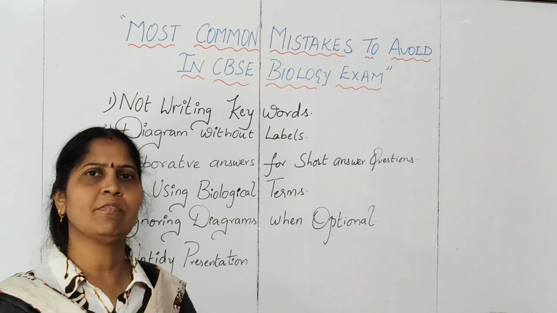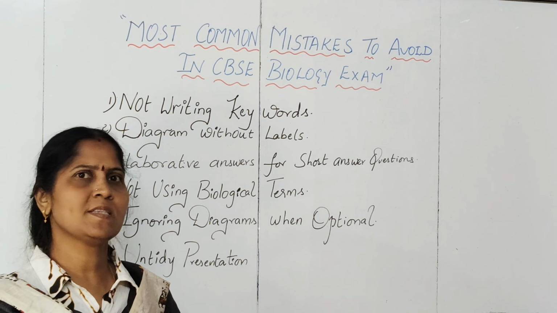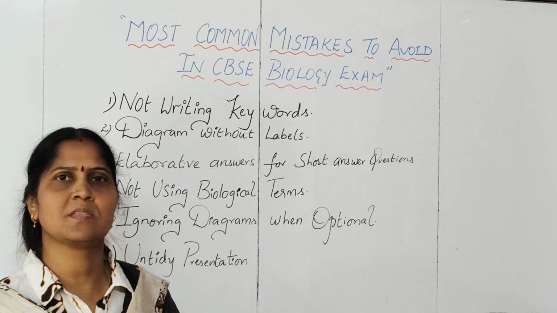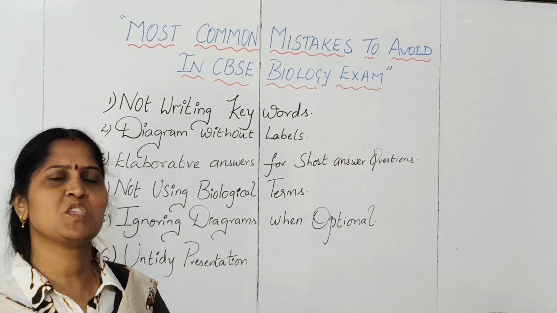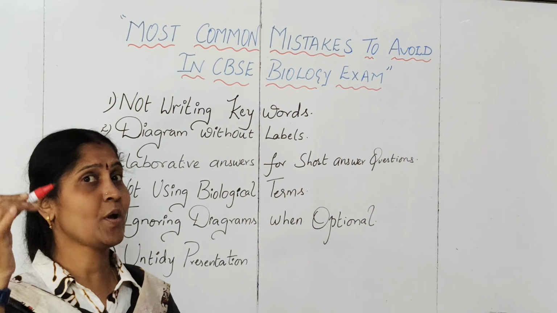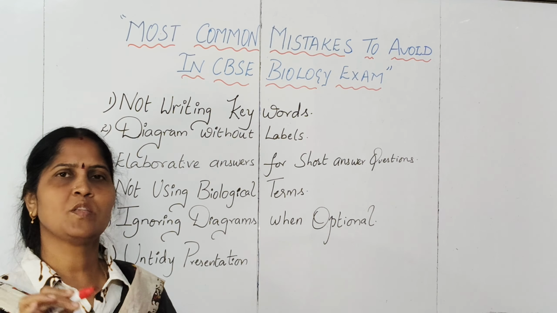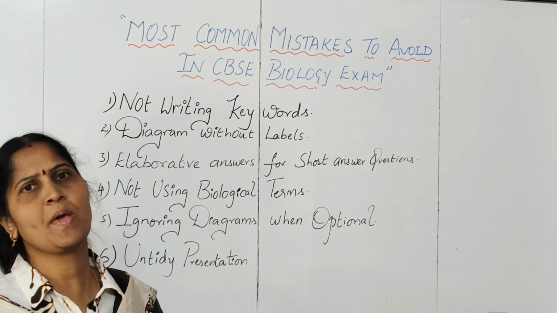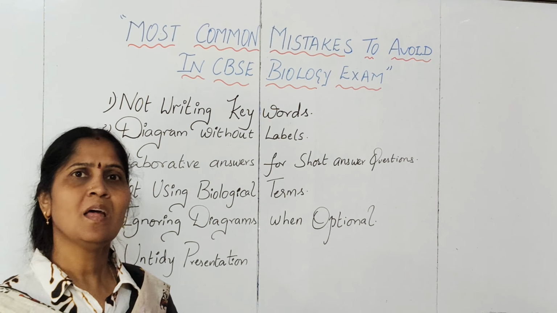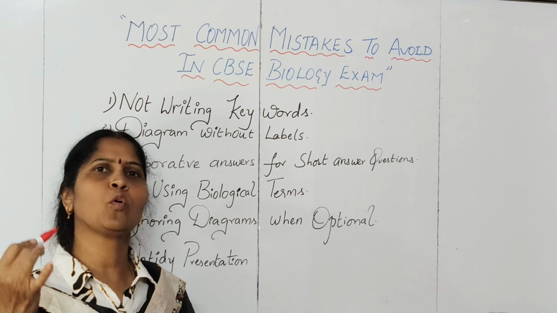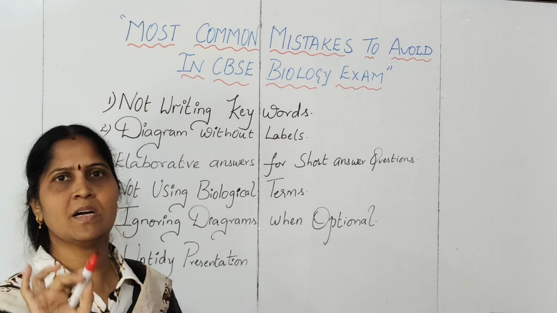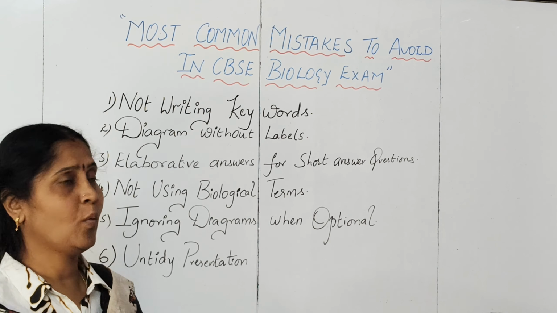Suppose the question is, what is the way by which plants prepare their food? You have to write photosynthesis there. What is the process by which energy is derived by the organisms? You have to write respiration. Instead of that, if you write breathing, or instead of photosynthesis you write plants prepare their food from sunlight, in normal terms, you are not going to get your marks. So the first mistake to avoid is not writing keywords.